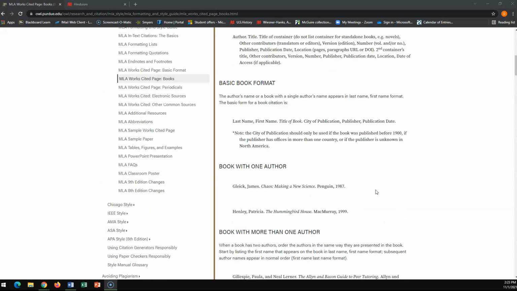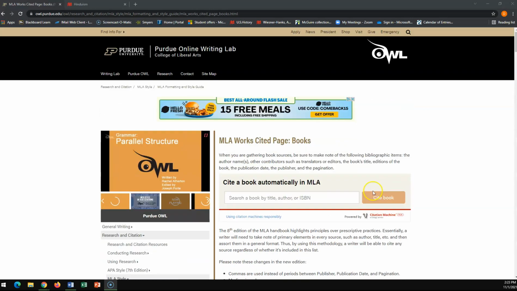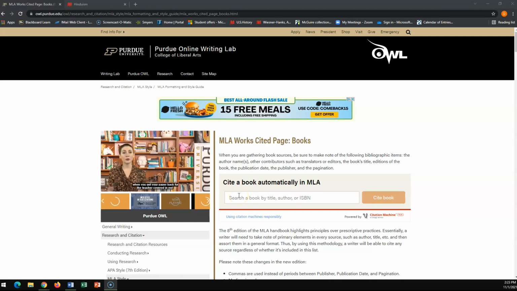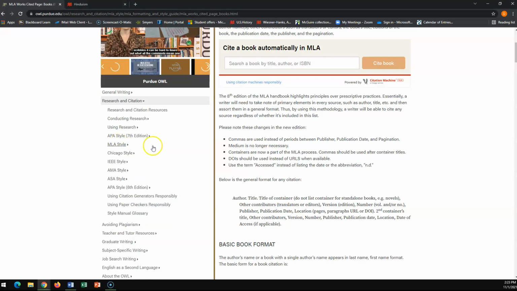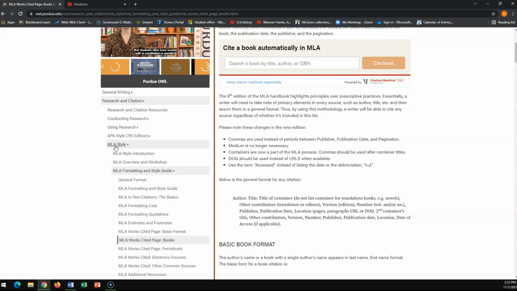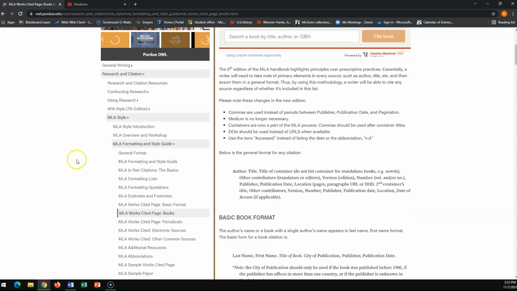So this is the easiest and the best website to use. Just type in Google Purdue OWL, and this will come up, and go to the MLA style guide. This thing's amazing. It's such a lifesaver. See all these other styles that they have, but you want to use MLA. Okay, this is going to help you with your exercise.